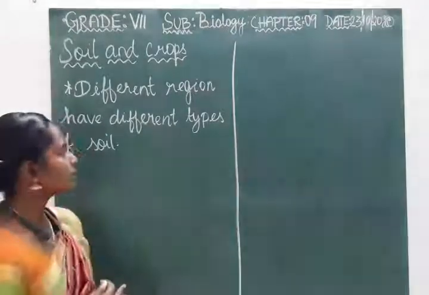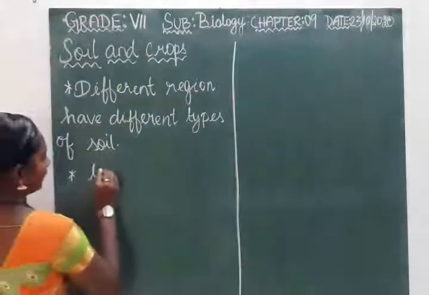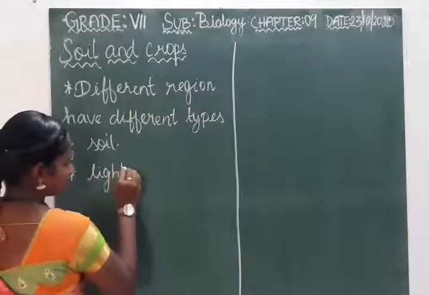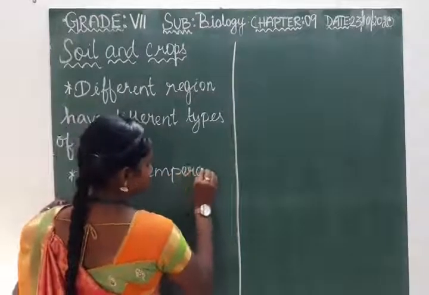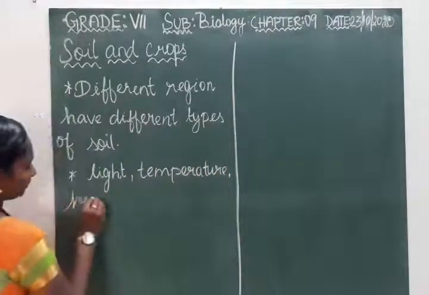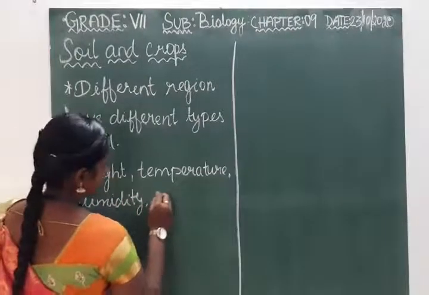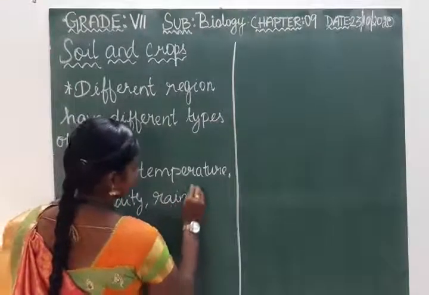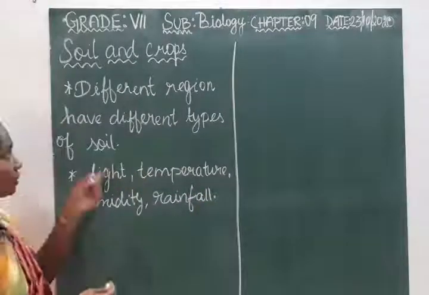The soil is affected by external factors like light, temperature, humidity, rainfall. All these play a role in affecting the soil properties.